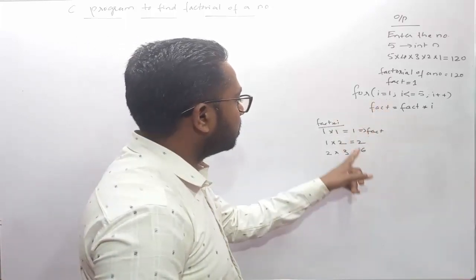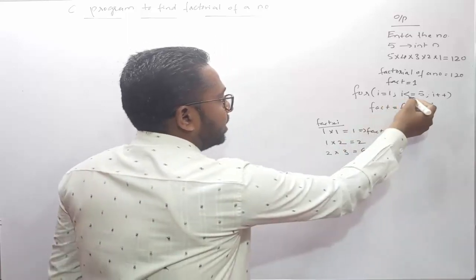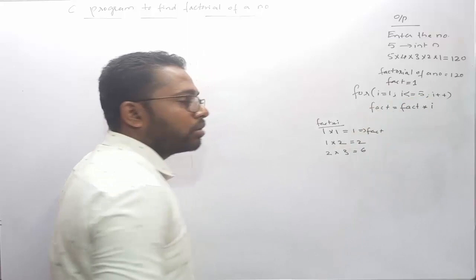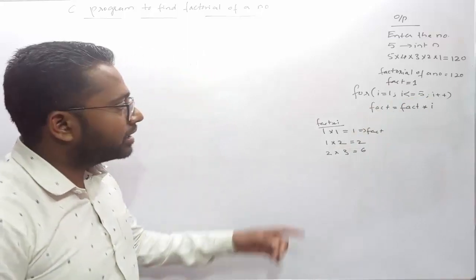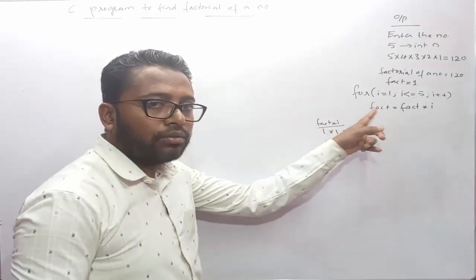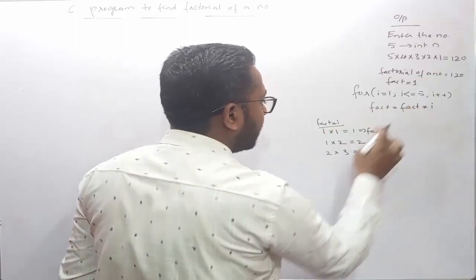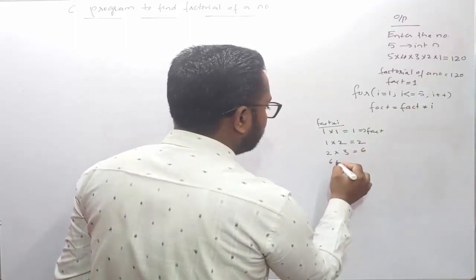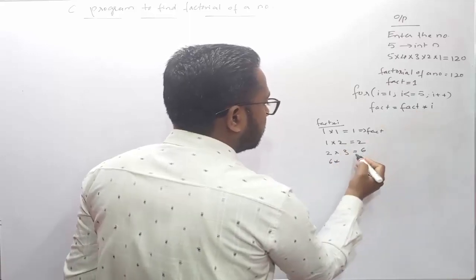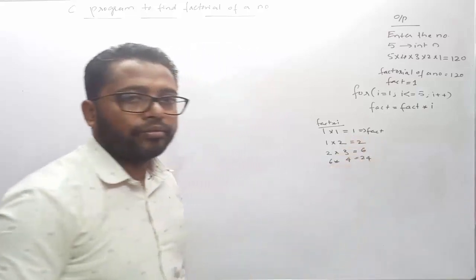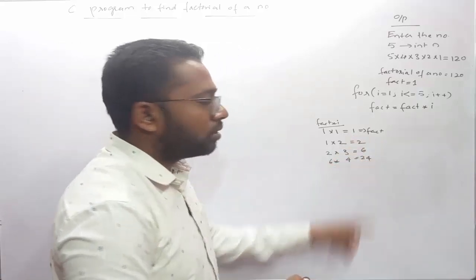Then again i value gets incremented by 1. i becomes 4. Then the value of i gets checked here in this condition. 4 is less than or equal to 5. Yes, condition becomes true. That's why the control comes inside the for loop to perform this expression. Fact into i, fact value is 6, 6 into i value which is 4. Now it becomes 24. Now fact stores the value 24.